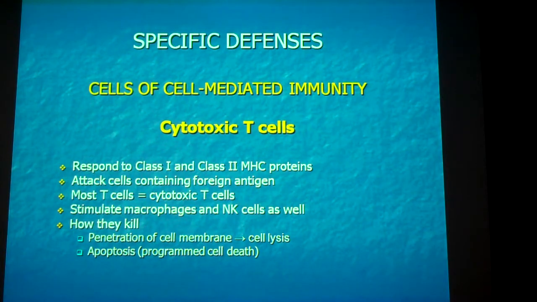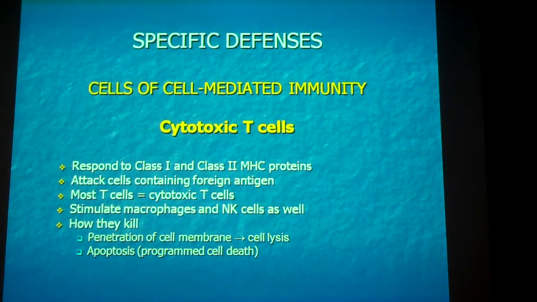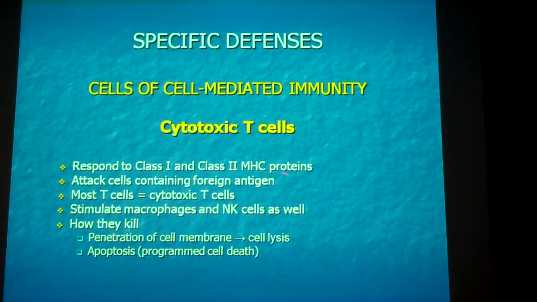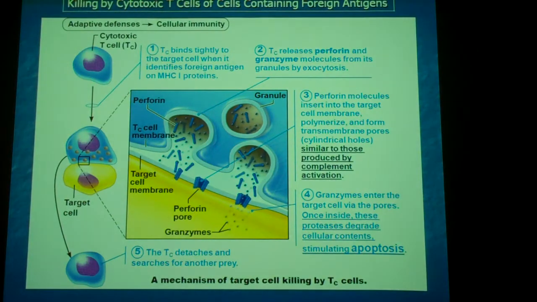All right, so let's go over the cells. Cytotoxic T cells can respond to both types of MHC proteins. They attack any cell that contains the foreign antigen that they are specific for. As I told you before, most of our T cells are the cytotoxic variety. They also stimulate inflammation and natural killer cells. How do they kill? They kill by creating holes in the membranes of those cells that contain the foreign antigen, and they release enzymes that actually break it down and kill it.